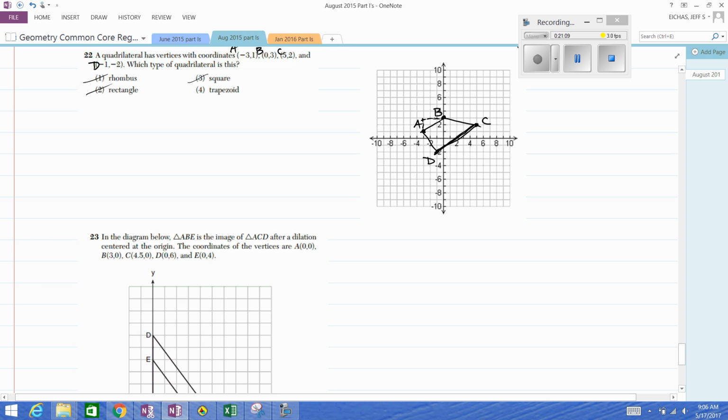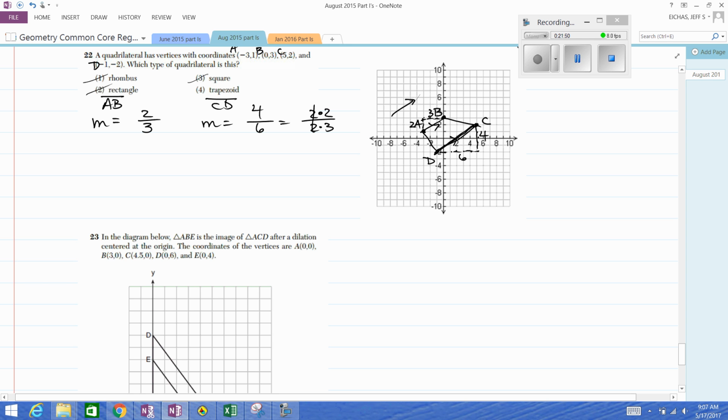1, 2, 3. It's 3 across, 2 up and down. So the slope of AB, the rise is 2, the run is 3, and it's a positive slope. Let's check out CD. Got to be careful here how we graphed it. Okay, I get 4 and 6. Let's see, the run is 6, the rise is 4, and it's positive. Yeah, same slope. So it has a pair of opposite sides parallel.